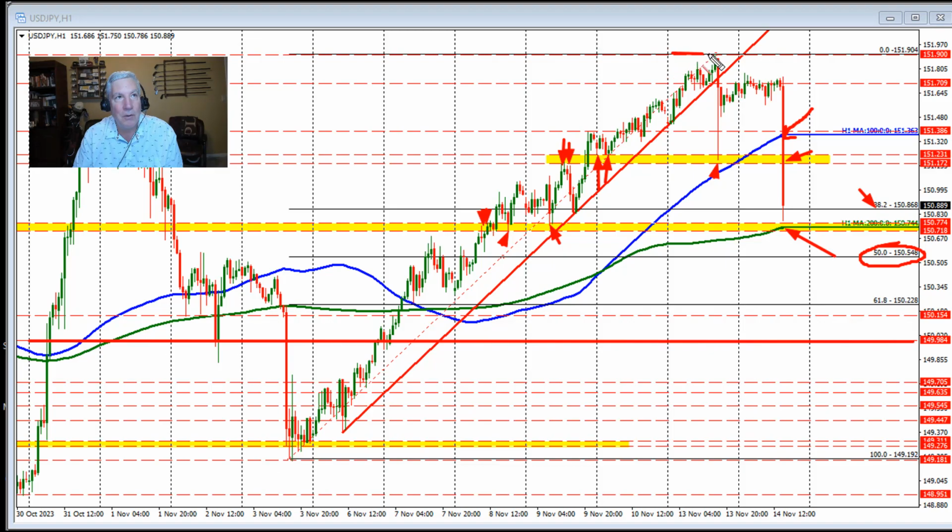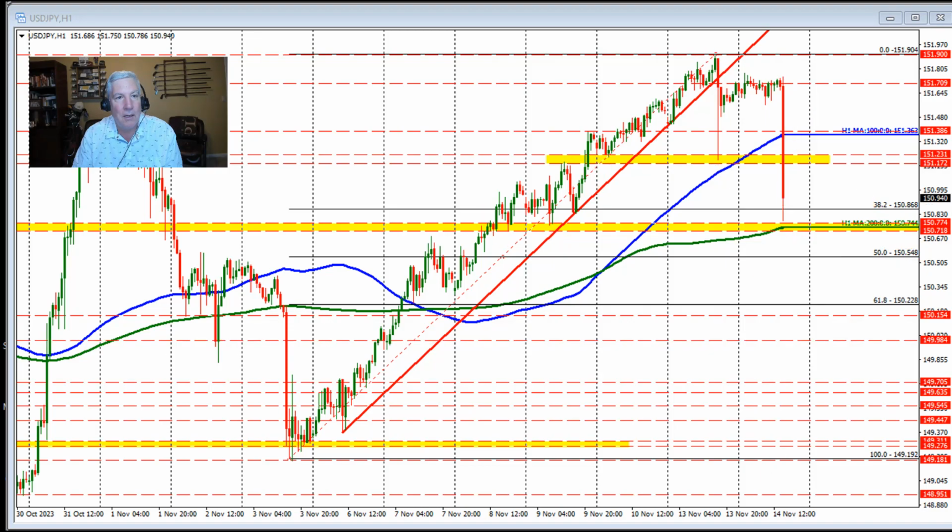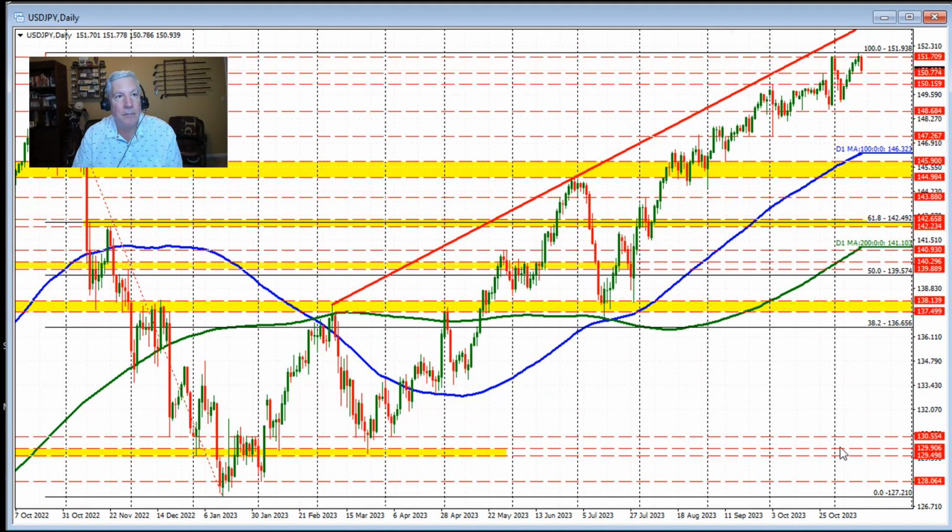Recall yesterday as well, we moved up to this level, 150.904. That got within 3 pips of the 2022 high. I'll show you right where that comes from. If you go to the daily chart and look at this high right here, it comes in at 151.93. The high price yesterday came at 150.90, so it got within about 3 or 4 pips of that level, and then moved to the downside.